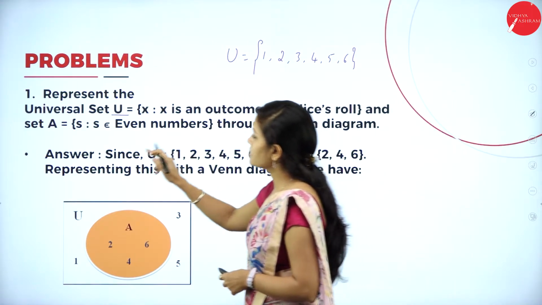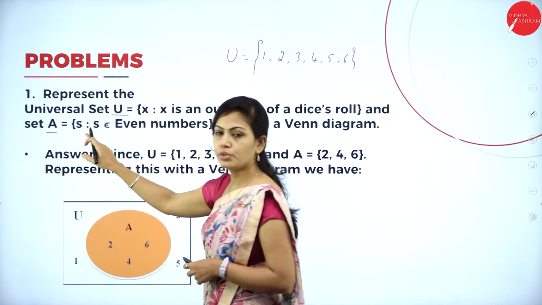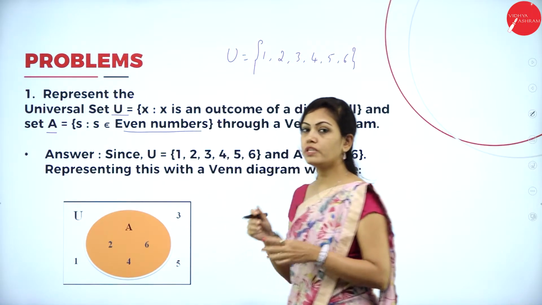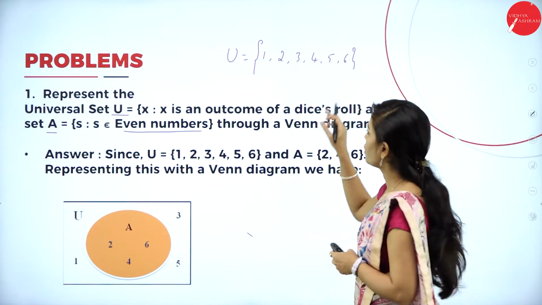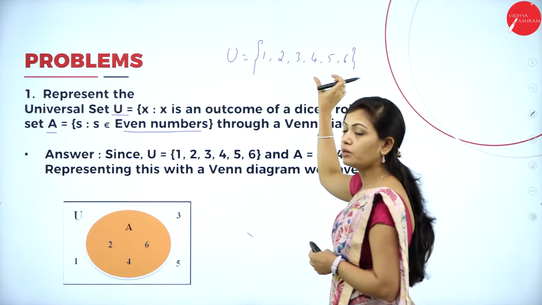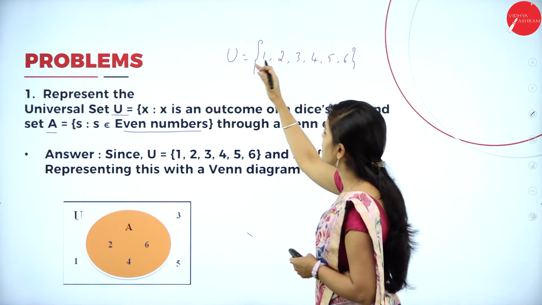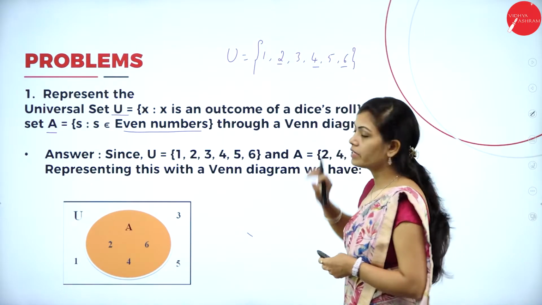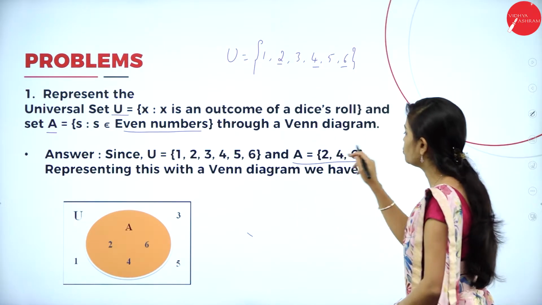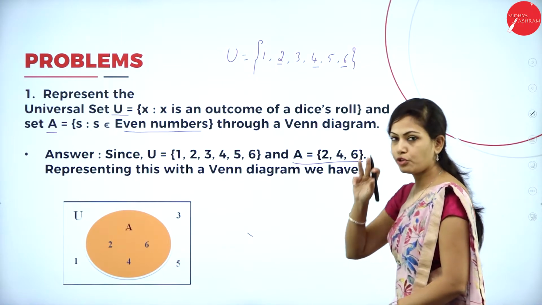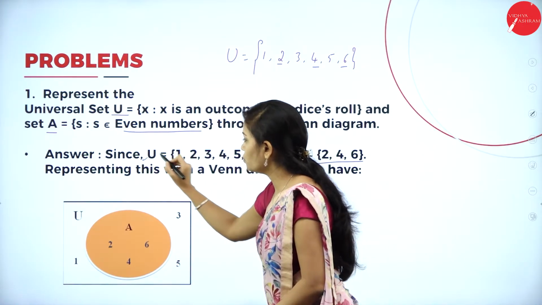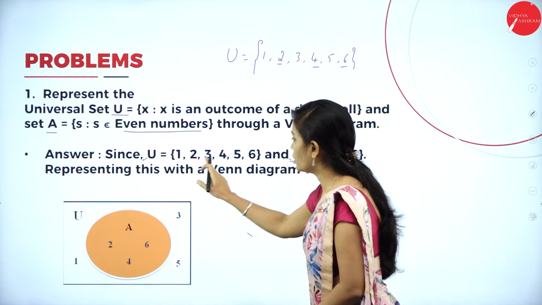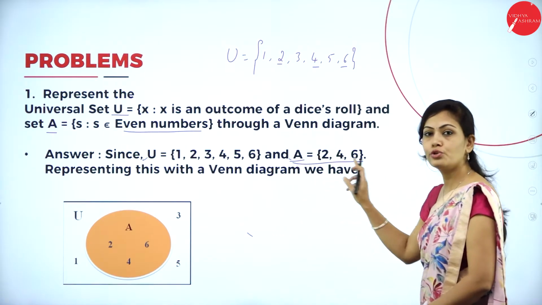And the second set A is equal to x such that x belongs to even numbers. So which are the even numbers you will consider? I will consider the even numbers only in the set U. So 2, 4, 6 are the even numbers. So A is equal to 2, 4, 6. So I have two sets, U, the universal set, and set A. U is equal to 1, 2, 3, 4, 5, 6. A is equal to 2, 4, 6.